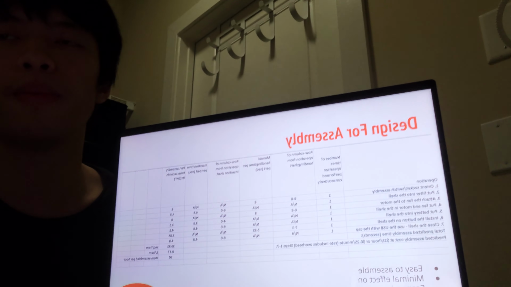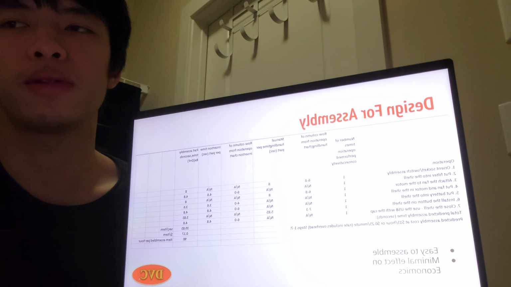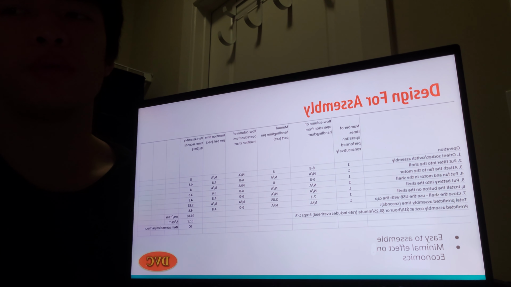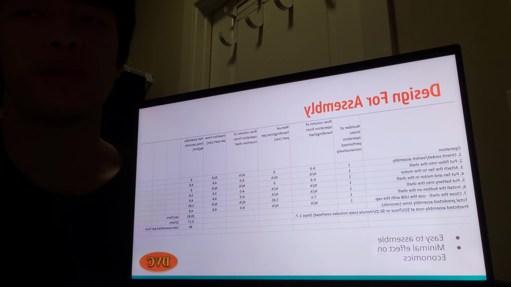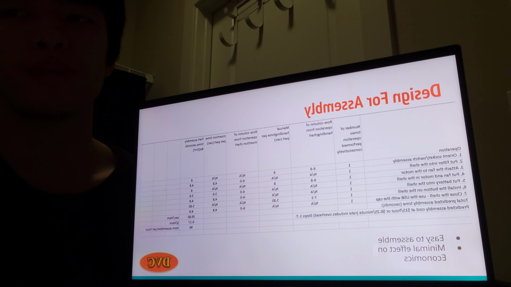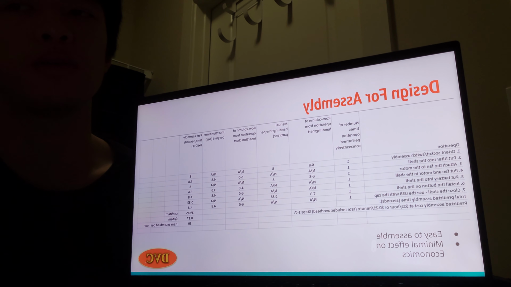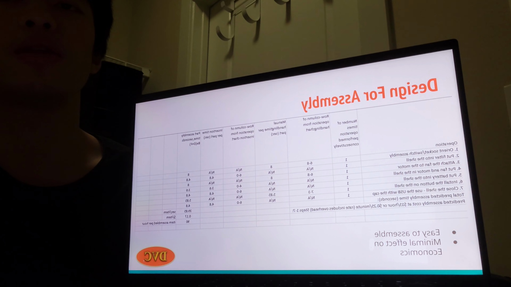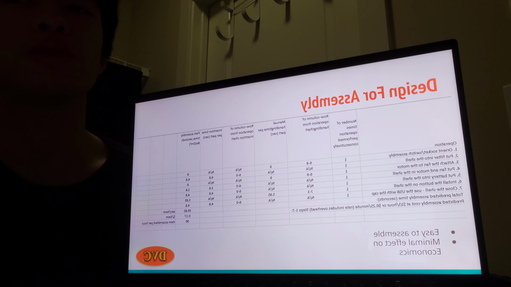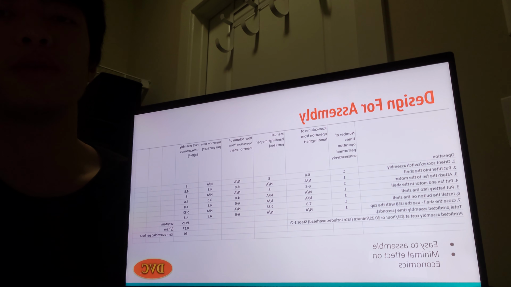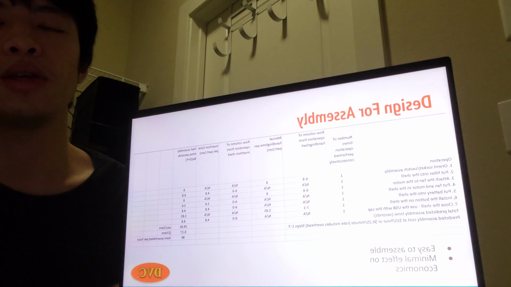The next thing is design for assembly. Our vacuum cleaner is designed to be easy to assemble, and to have minimum effect on the economics. At the least, we find that we only need $0.17 per item to assemble it. It is very cheap.